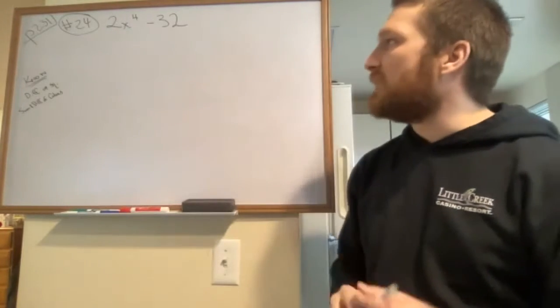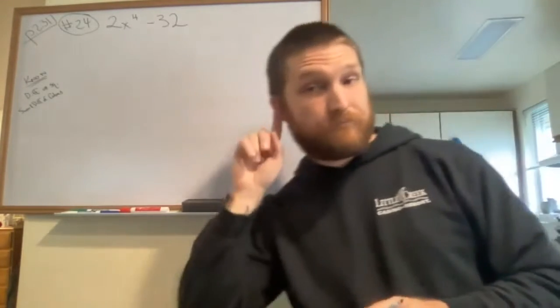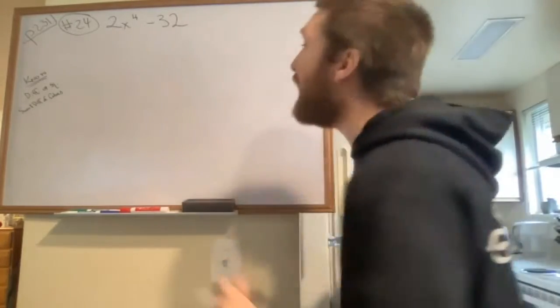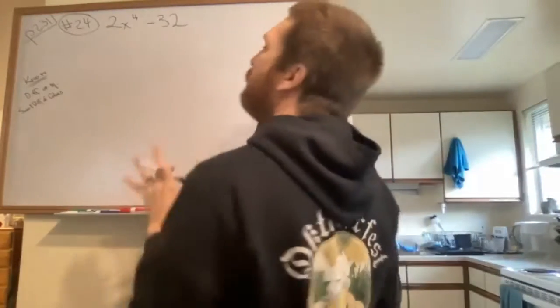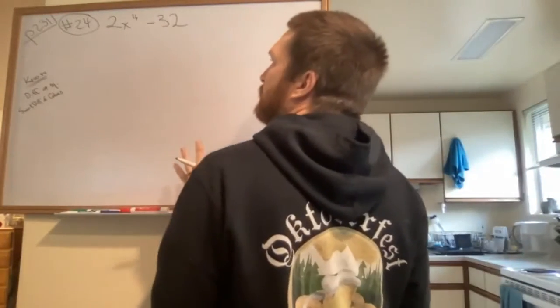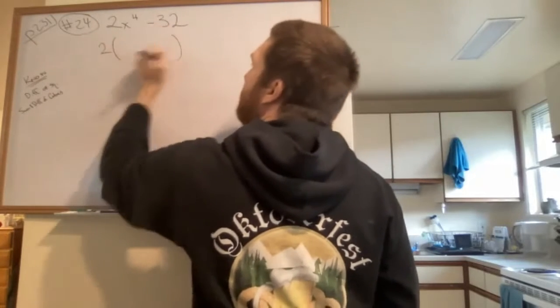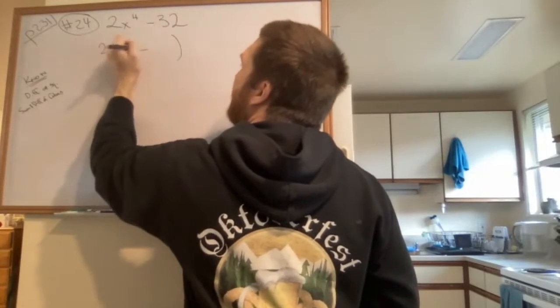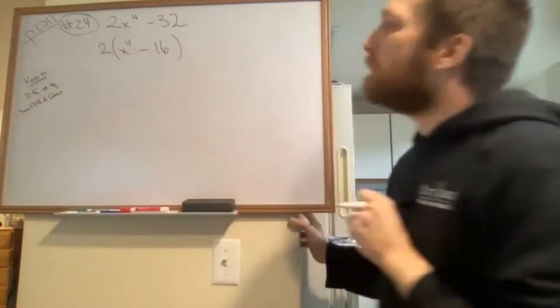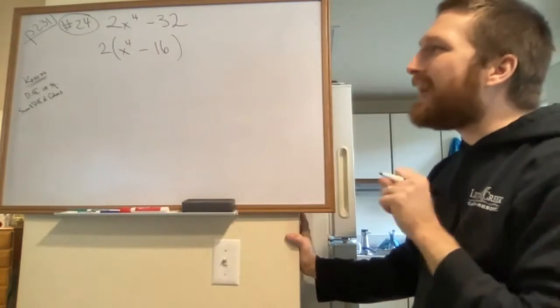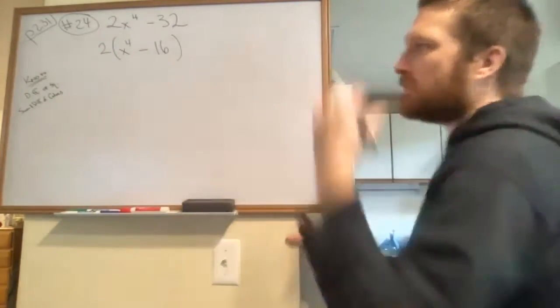So pull it out, right? You can pull it out. I can pull it out. Okay, and so what do I have when I do that? You have 2 on the outside and parentheses x to the fourth minus 16. Okay. So now, let's just continue.